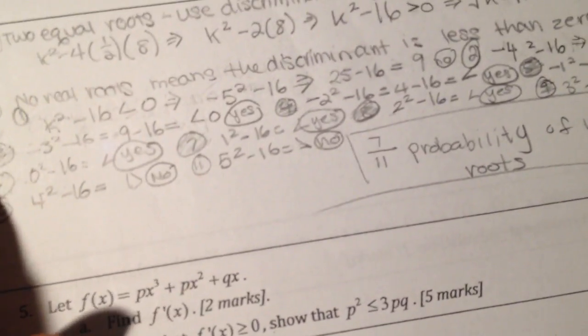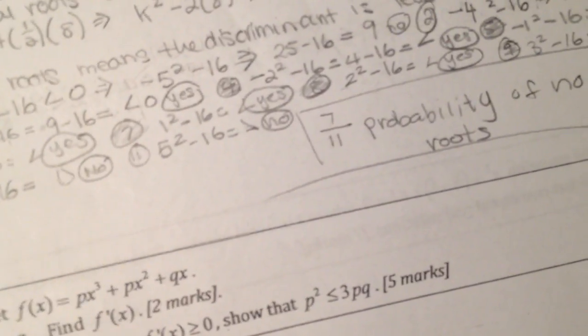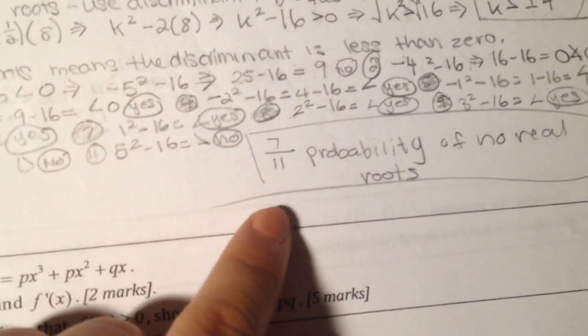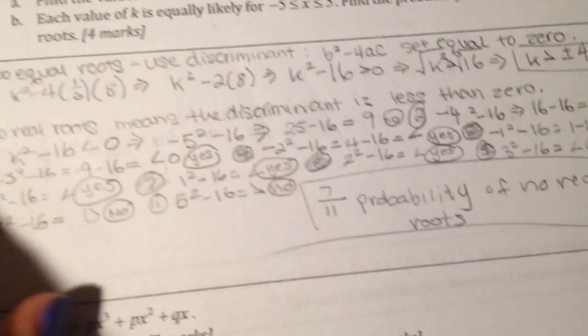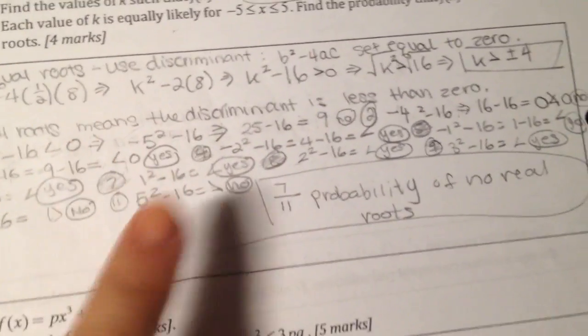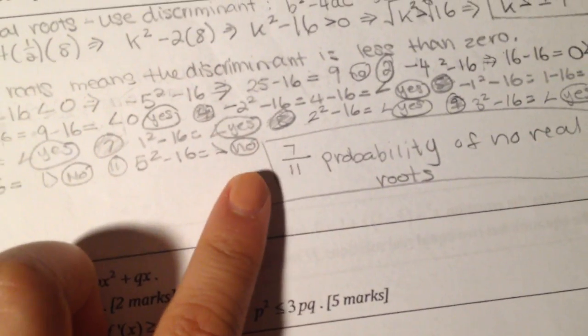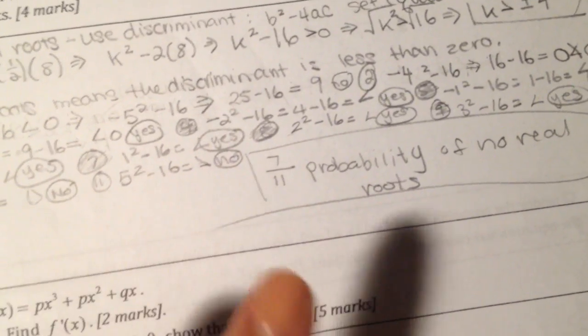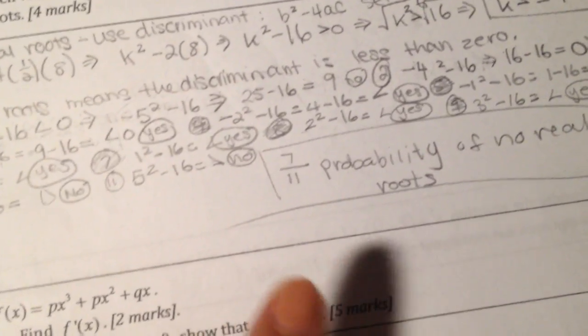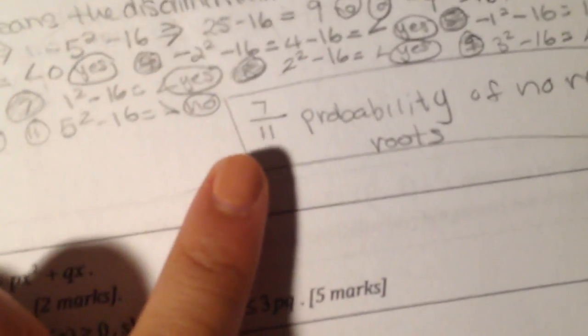And all the shaded bubbles represent all the discriminants that are less than 0. And so I got 7 over 11 because those are all the possible numbers we can test within the boundary of -5 to 5. And 7 of them, when plugged in, has a discriminant less than 0. So the probability of having no real roots is 7 over 11.